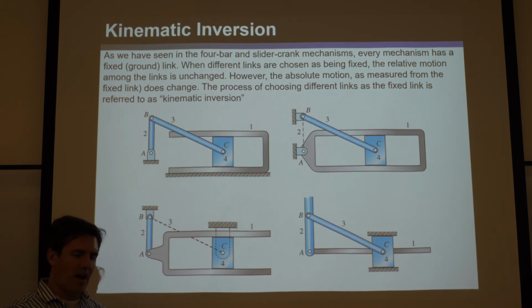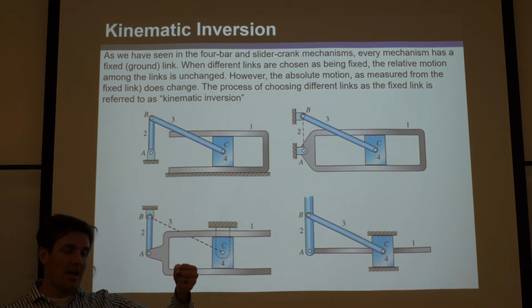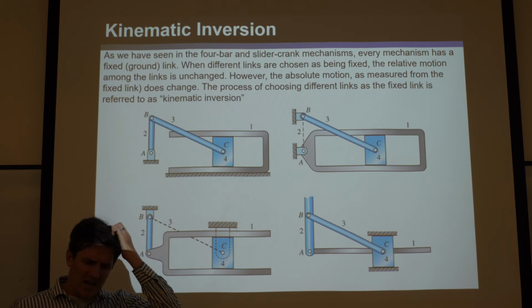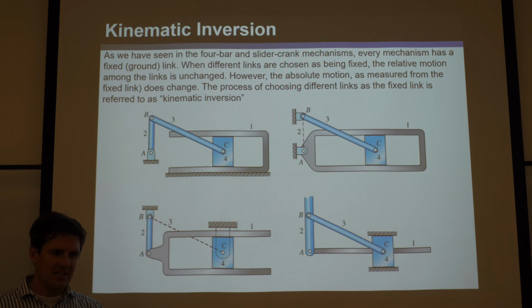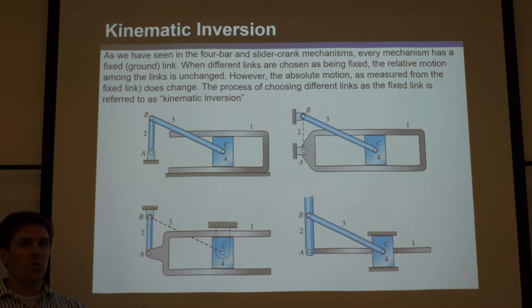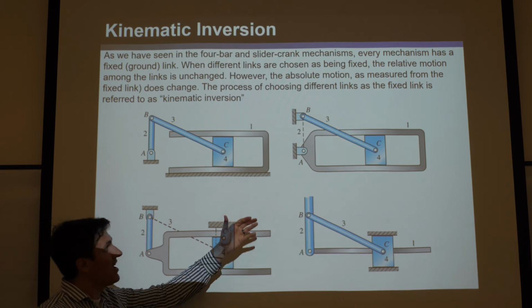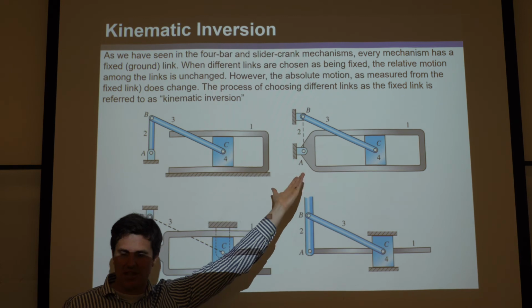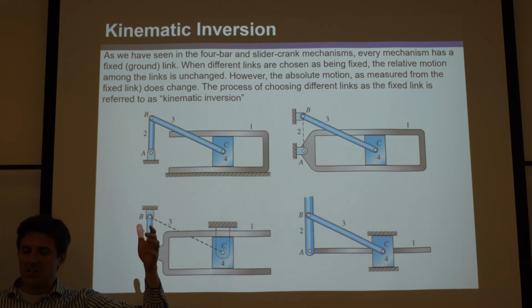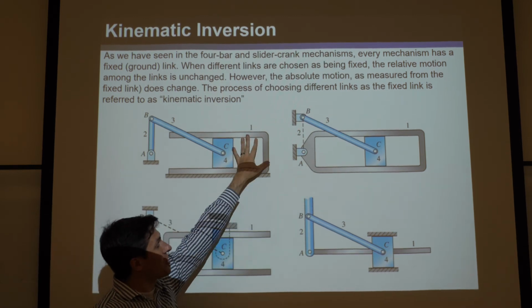We just, instead of holding 1 fixed here, we hold the other one fixed. And it's the same mechanism, and it has the same relative motions, but its absolute motions will be totally different. So it'll actually behave, and you can even make it look like, a totally different mechanism, even though it's basically the same mechanism, same relative motions. That's called a kinematic inversion of a mechanism.